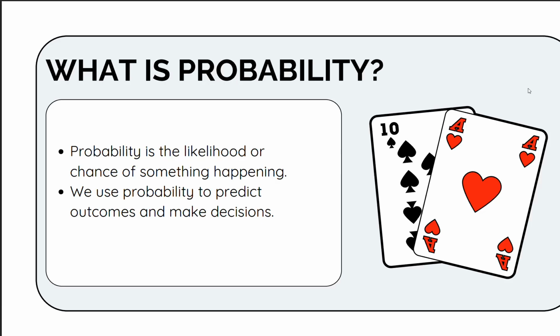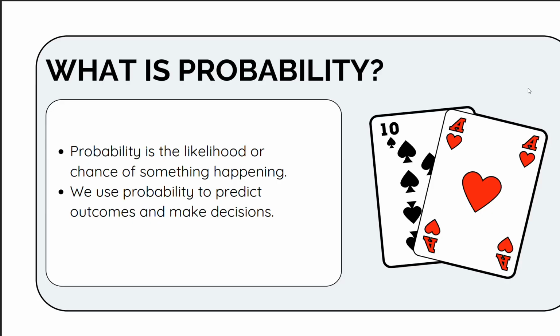So what is probability? First, a little mind check from our previous learning. Probability is the likelihood or chance of something happening. We use probability to predict outcomes and make decisions.